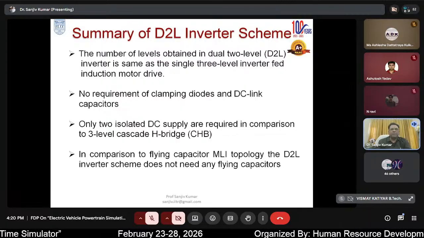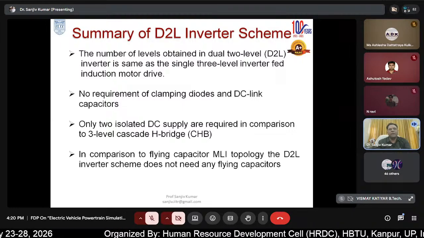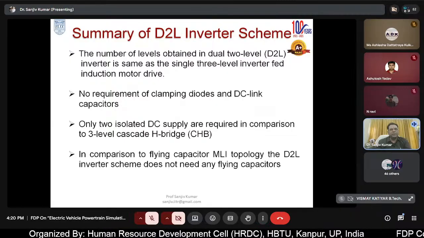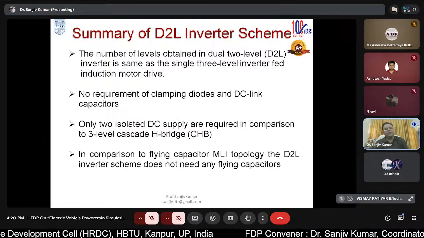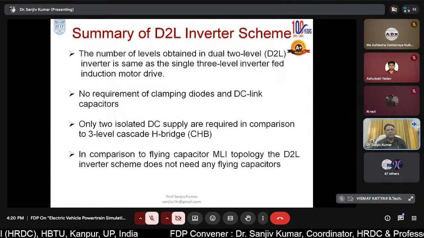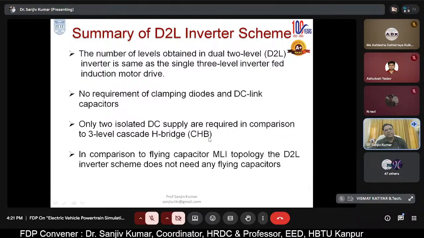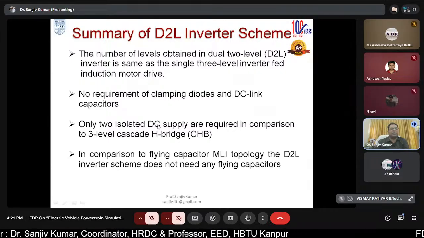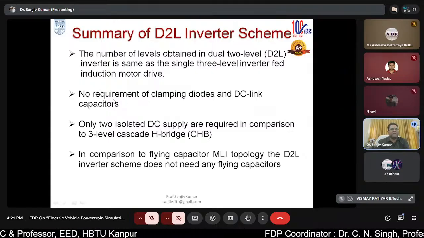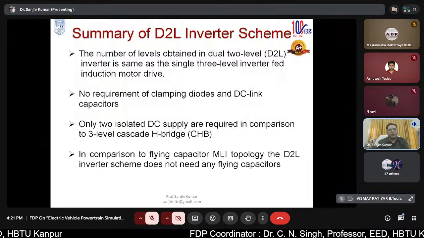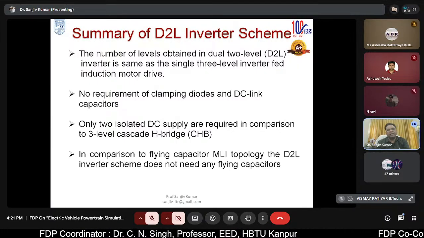So this is the summary of this type of topology: the number of levels obtained in the dual two level inverter is the same as the single three level inverter. We are simply using the two level inverter and getting performance equivalent to three level, right? And in case of three level, which requires three isolated supplies, it requires only two isolated supplies. If we talk about the diode clamp inverter, it doesn't require any clamping diode. And it doesn't require any flying capacitor as required in the flying capacitor topology.